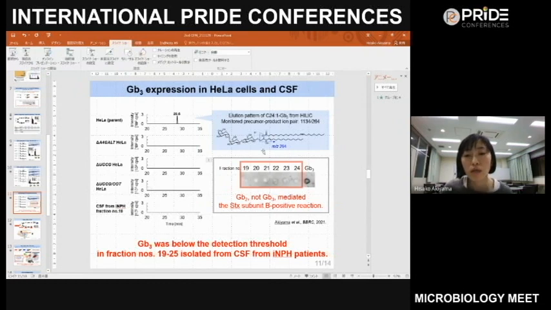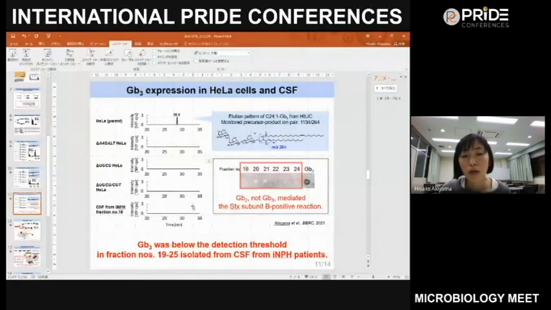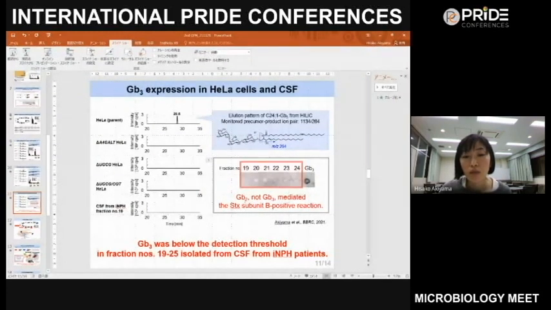As I already showed today, immunoblot analysis showed a positive reaction with the Shiga toxin subunit B in the purified fractions from CSF. And given this GB3 expression result, it indicates that GB2, but not GB3, mediated the Shiga toxin subunit B positive reaction.